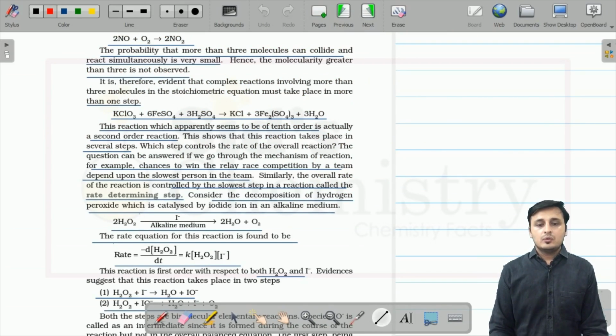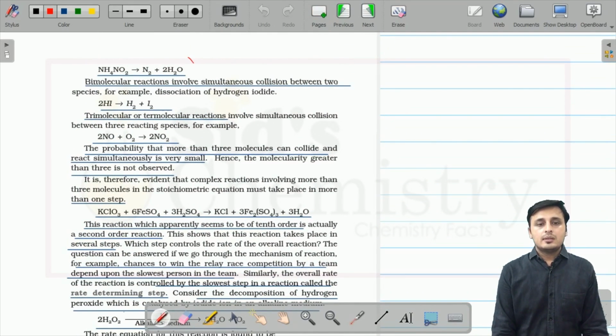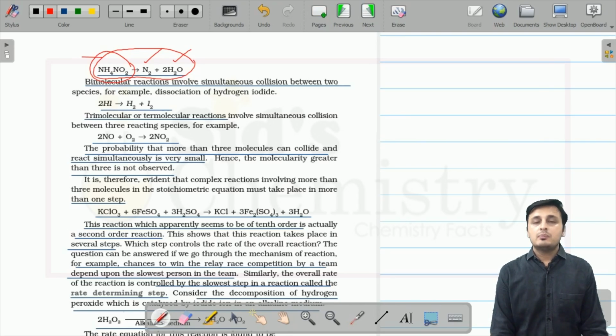We can see over the screen that this is NH4NO2, which is broken down to N2 and 2H2O, but in the reaction only one molecule is taking part, ammonium nitrite, and therefore it is called a unimolecular reaction. So this is the example of unimolecular reaction. Second example हमारे पास ये है 2HI gives H2 plus I2, and this is an elementary reaction.